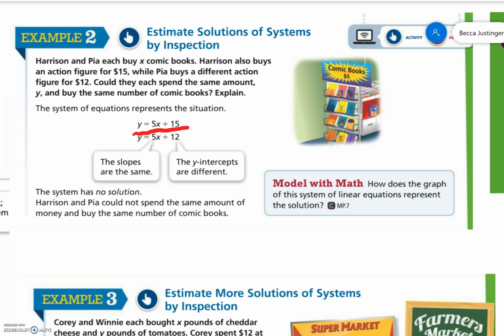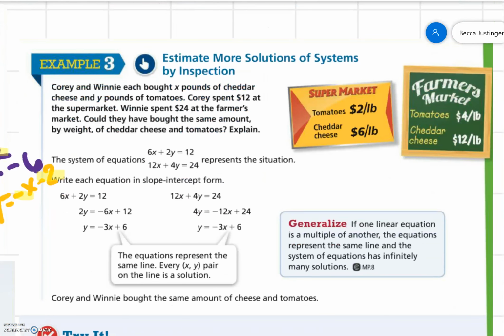So they have the two equations. y equals 5x plus 15, that's Harrison, because he buys the x comic books for $5 each, and a $15 action figure, whereas Pia buys the $5 comic books and a $12 action figure. So they have the same slopes, meaning they're going in the same direction, but they have different y-intercepts, which means they start at different spots. So the system has no solution. Harrison and Pia could not spend the same amount of money and buy the same number of comic books.